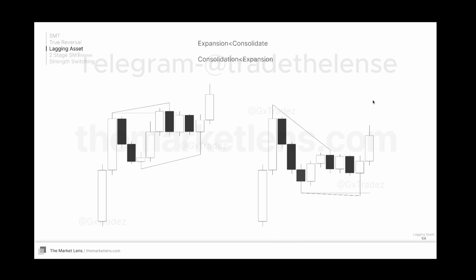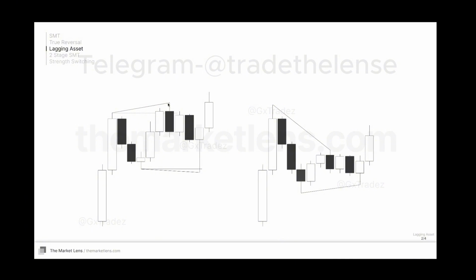But this is not the ideal scenario, okay? This is the ideal scenario for this asset to catch up. It's actually where this asset will momentarily switch to the stronger asset to catch up to this asset, okay? And this is a form of strength switching, and that's what two-stage SMT is. It's a form of strength switching.